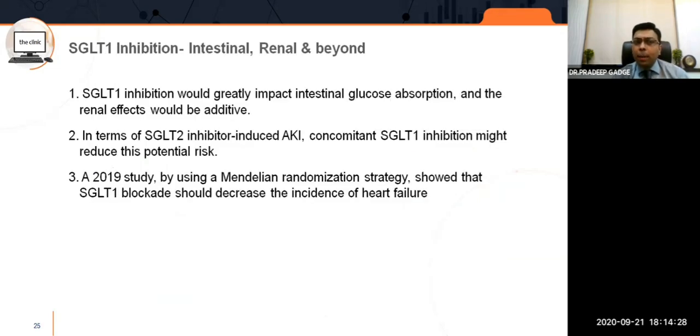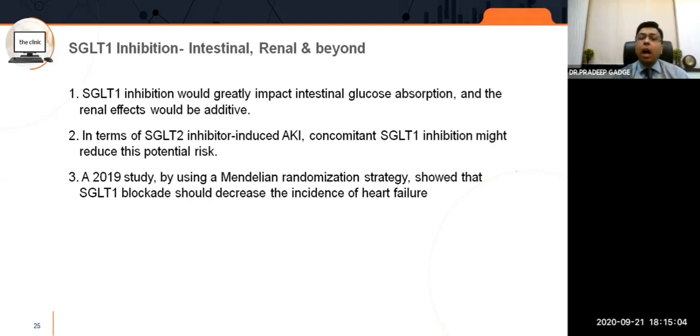So to talk a little bit about SGLT1 inhibition, because as I told you, canagliflozin, the drug which we are going to predominantly discuss today, has some SGLT1 inhibition action also. We know that SGLT2 inhibitors act on the kidneys. SGLT1 inhibition predominantly acts on the intestine, a little bit on the kidney and a little bit beyond. Whatever studies have happened till now have shown that SGLT1 inhibition would greatly impact intestinal glucose absorption.